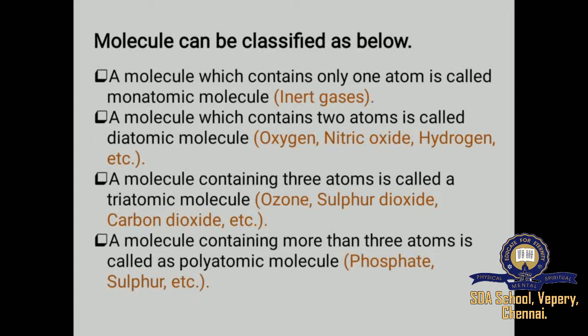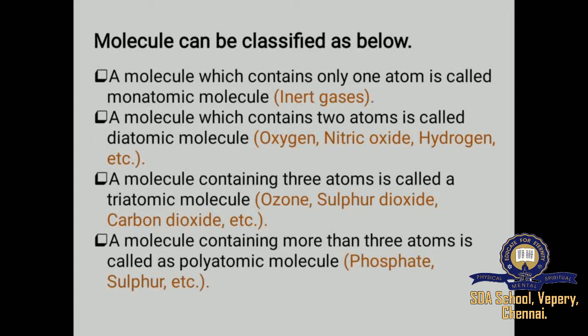A molecule which contains only one atom is called a monoatomic molecule. As I said before, a molecule is made up of two or more atoms chemically combined. So when a molecule contains only one atom, it is called a monatomic molecule, for example, inert gases. When a molecule contains two atoms, it is called a diatomic molecule. You can see this in oxygen, nitric oxide, hydrogen, etc.